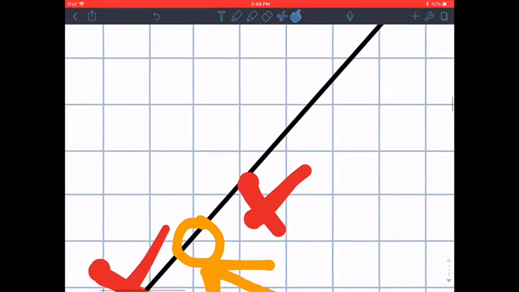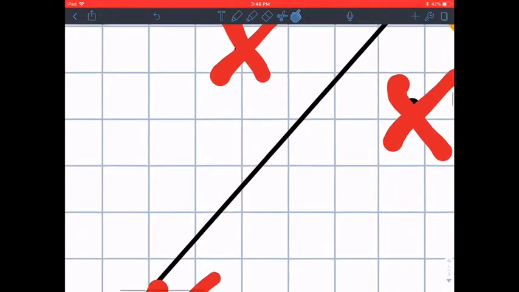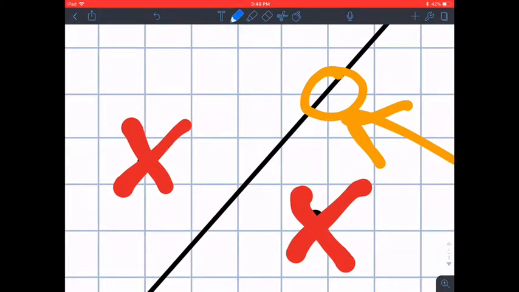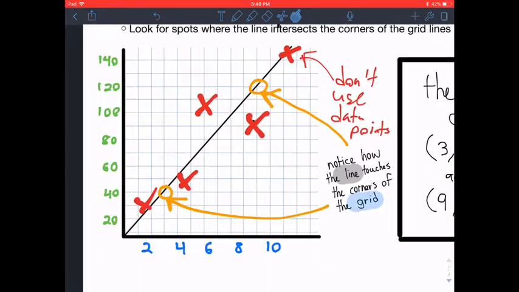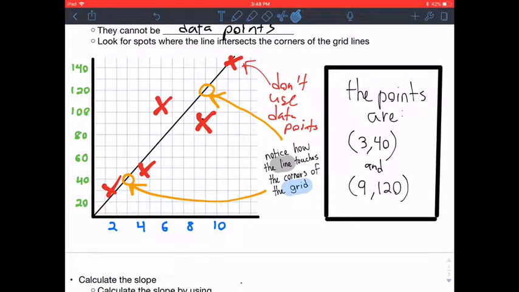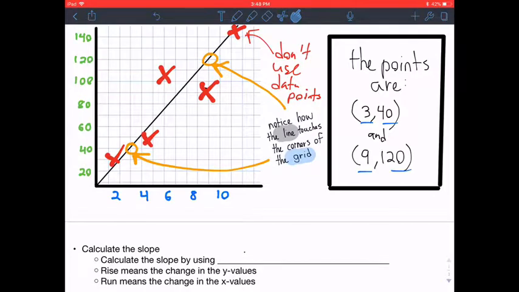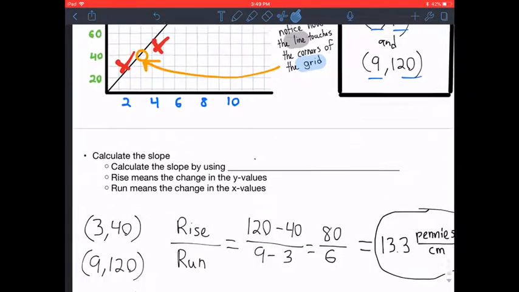And then as I zoom up, it's kind of missing the grid lines, it's kind of missing the intersections. But I get up here and I go, oh look, here's another spot where the grid line intersects with the trend line. And so those are the points that I'm going to select. This one right here is at 3 and 40. And then the other one is 9, 120. So it's right here at like 9 and right here at 120. Okay? Once I have those points, I can go ahead and use them to calculate the slope.